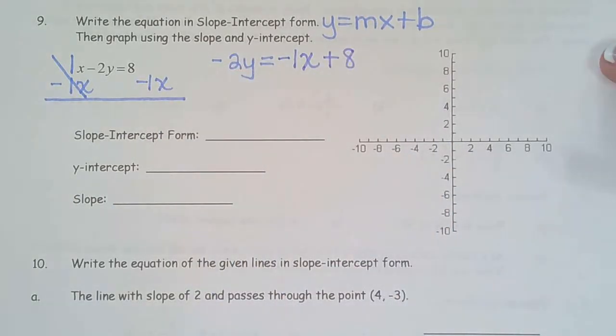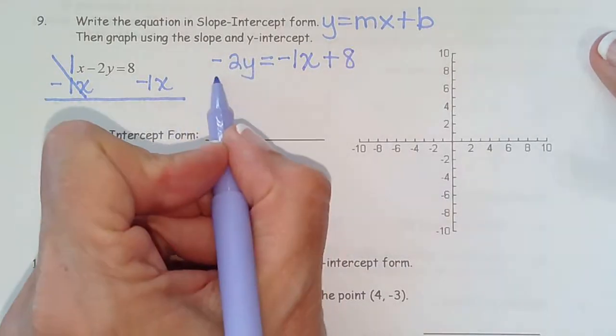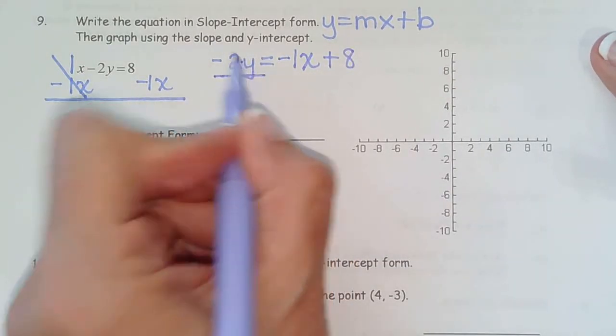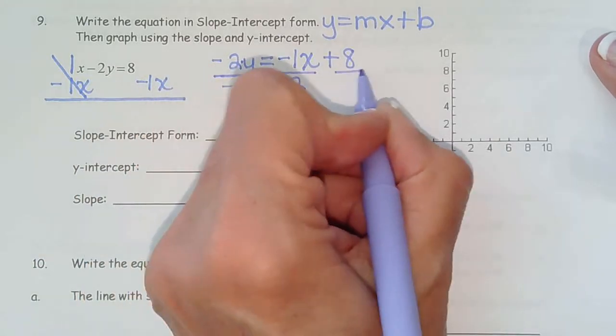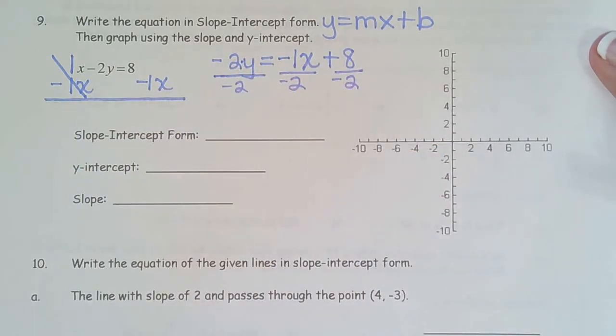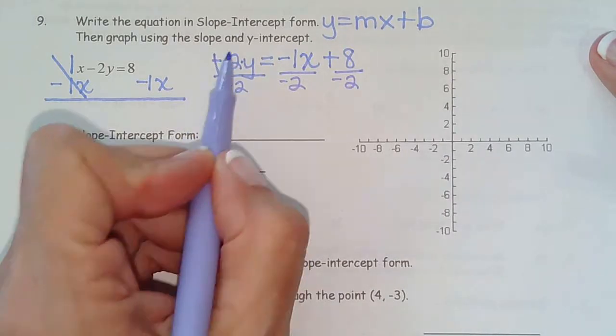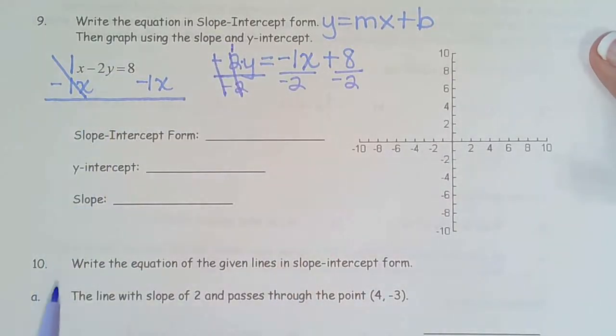And it's that last step that a lot of students go too quick on and they miss signs. So be careful with this next step. The opposite of multiply by negative 2 is divide by negative 2. So as you're figuring out your signs, make sure you're doing that carefully for this next step.